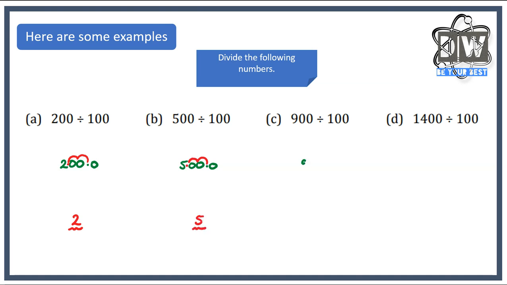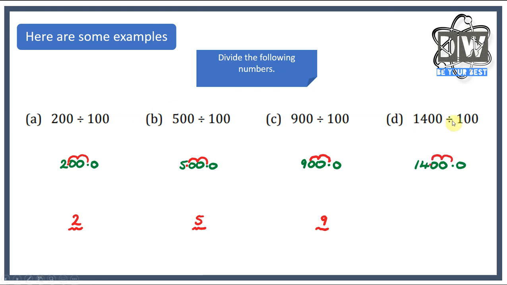Yeah, you guessed it. The next one, we're going to write 900.0, move it 2 spaces, and that's going to give us an answer of 9. And last but not least, as we fly along here, we're going to write 1,400 as a decimal, 1400.0, and we're going to move it 2 spaces across there.